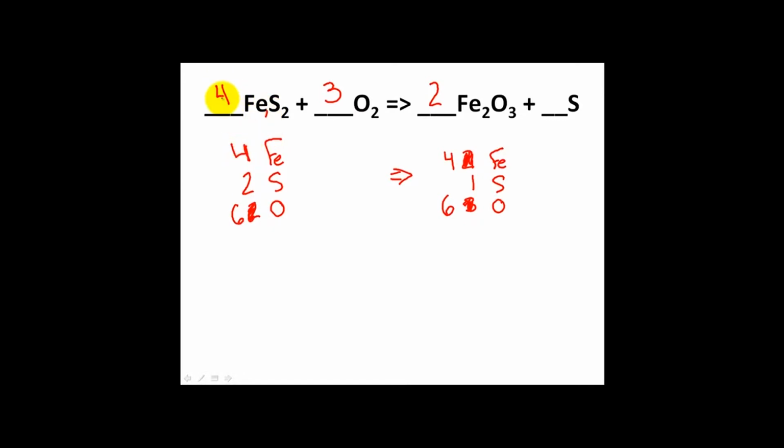But I want you to see, by putting 4 in front of here, that's also distributed to the 2. 4 times 2 gives me 8 sulfurs. And I need to make my change right here. It's actually an 8 now, 8 sulfurs. And I need 8 times 1 is 8 sulfurs. Boom. So 4, 8, and 6. Law of conservation of mass was satisfied.